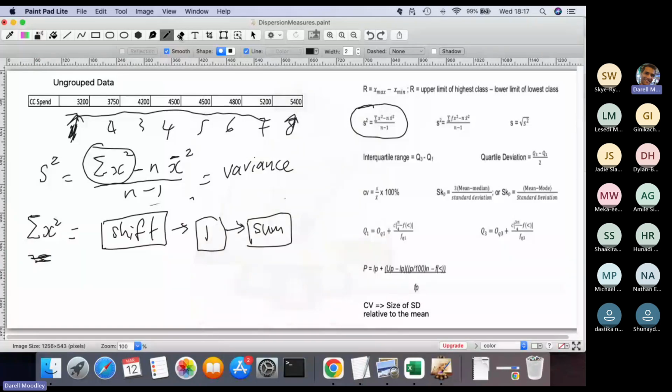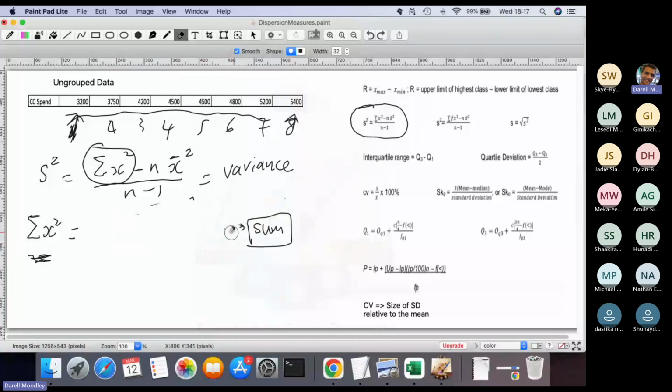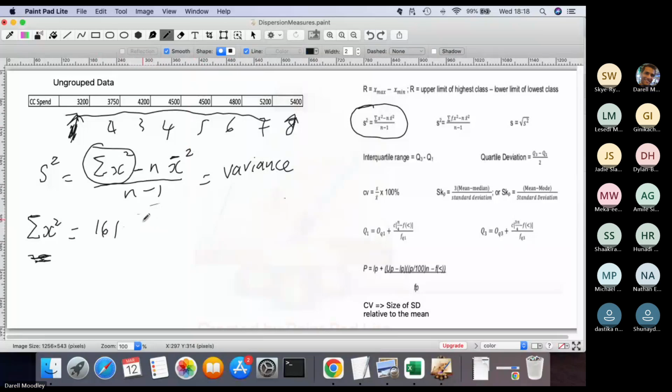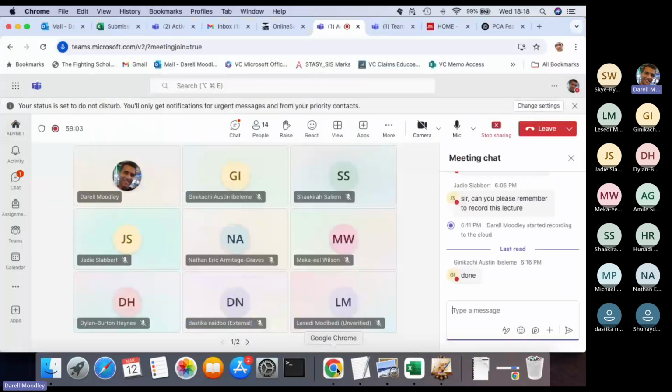When you do that, you'll get a value of about 161,000. I'll write out the number here. You will get a value of 161,682,500. That's what you would get. It's going to go to the chat. Okay, so far, I think everyone's okay. All right, so we got our sum x squared.